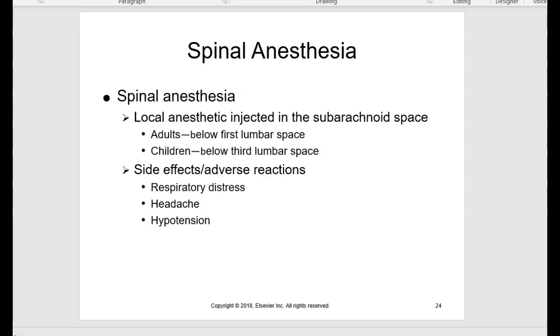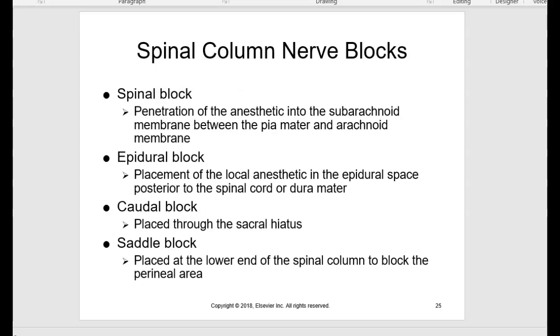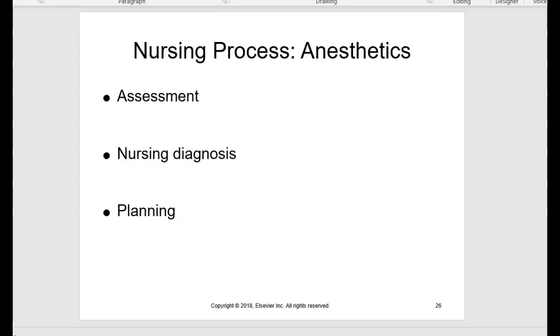The next slide lists some different types or various sites where nerve blocks can be performed with local anesthetic. I'm going to let you look over those on your own. When you're done with that, go to your nursing process box for anesthetics on 244, pause the video, and pull out what you think is most important.